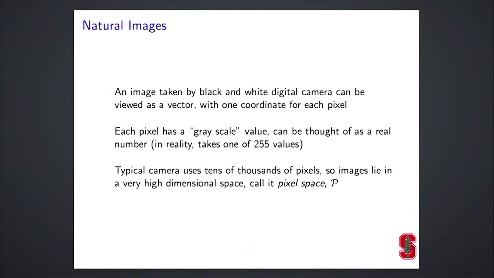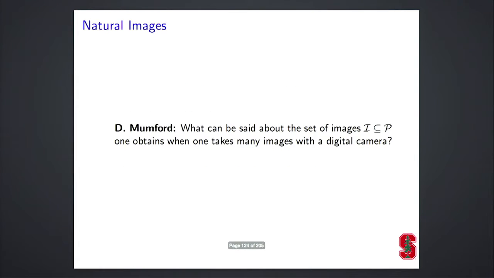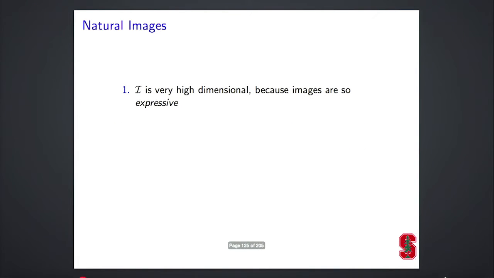One of the things that one can do, if you're studying databases of images, is ask a much more theoretical question about those: what characterizes images within the set of all possible assignments of grayscale values to pixels? So we're thinking here of digital cameras with grayscale values at each pixel. This space is very big. But David Mumford asked the question, what can you say about the set of all images inside the set of all possible assignments of pixel values?